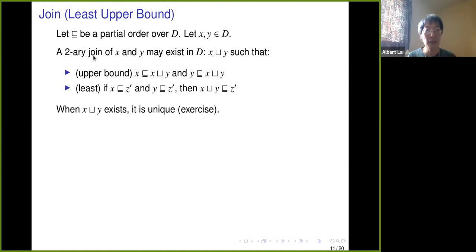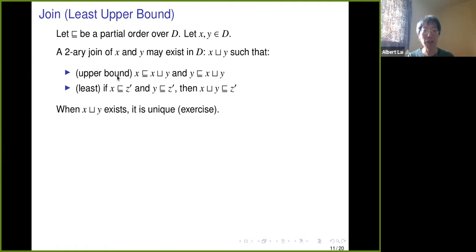So first, the version where you only have two operands. You have two elements x and y from your set B, and we have a partial order. Depending on the partial order, depending on D, and depending on the individual elements x and y, the following may exist or not. A least upper bound of these two elements may or may not exist, but when it exists, we write it in this infix operator notation.